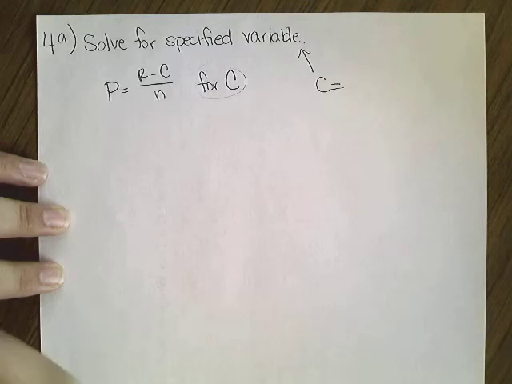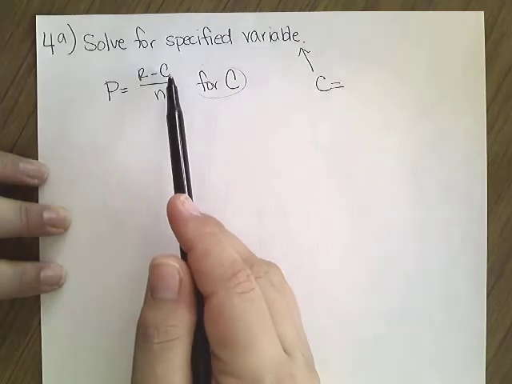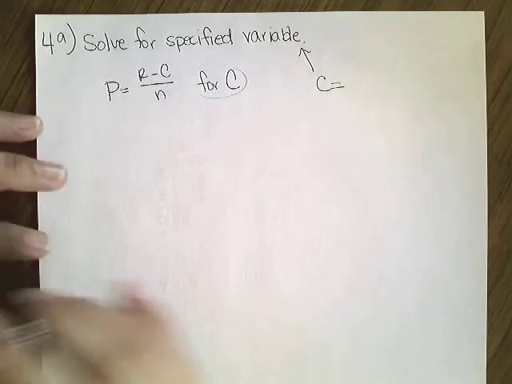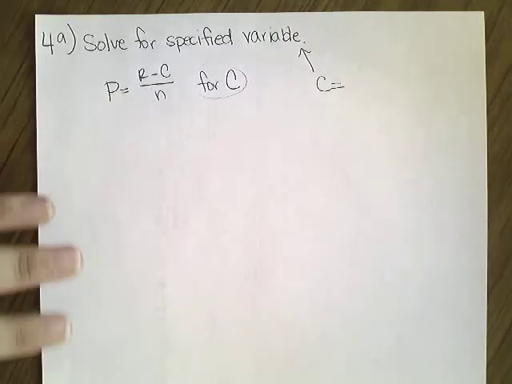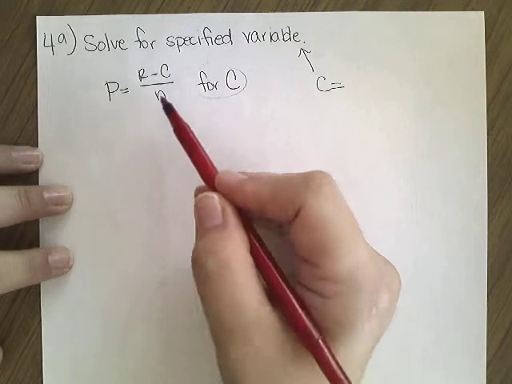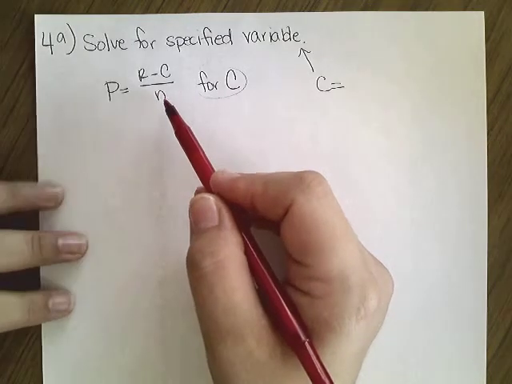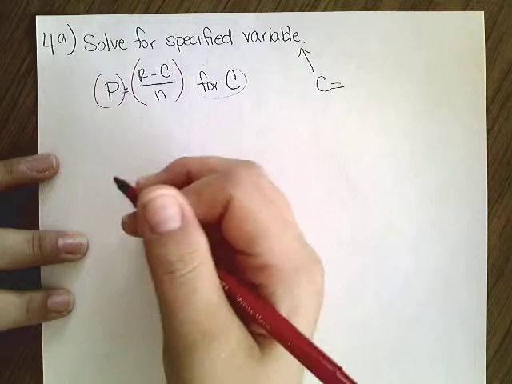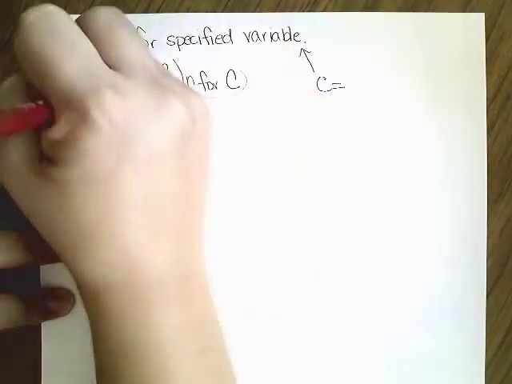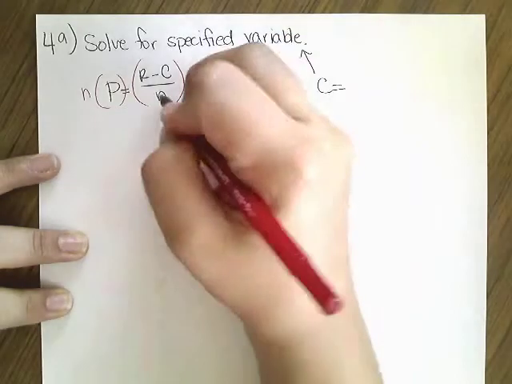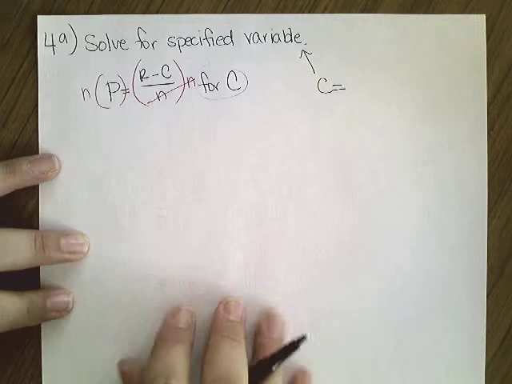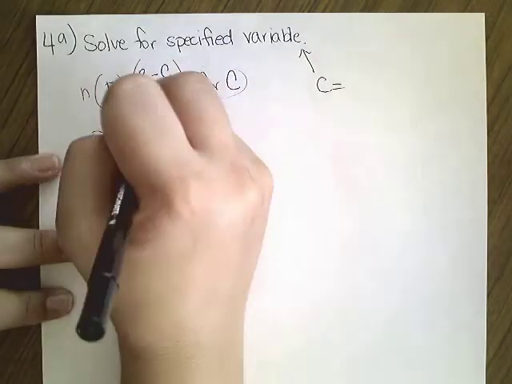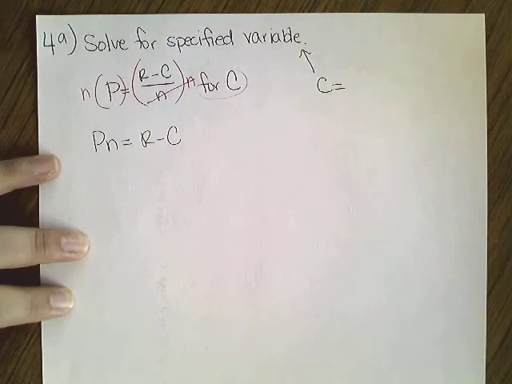Now, in order to do that, we need to get C isolated on one side of the equation all by itself. So our first step would be to get rid of this fraction, and in order to get rid of the fraction, I would go ahead and multiply by the denominator. That way, we're a step closer to being able to actually work with C. So I'm going to multiply both sides by n. On the right-hand side, our n cancels out. On the left-hand side, we're multiplying. So Pn equals R minus C.